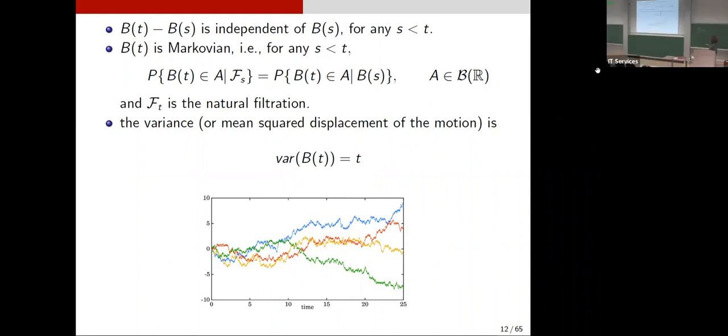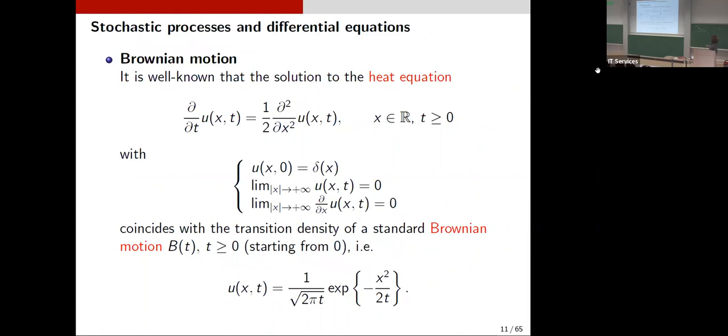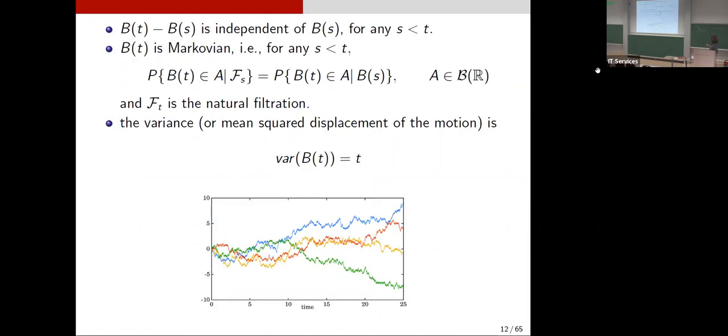As you can see in the density of the process, the variance of the process at time t is equal to t, and this is the characteristic of standard diffusion. And here just some well-known behavior of the trajectories of the standard Brownian motion.